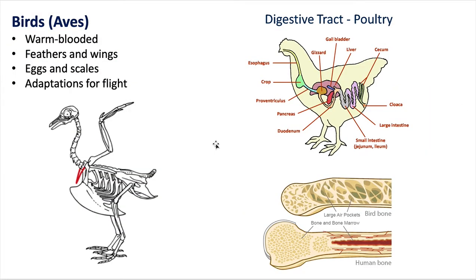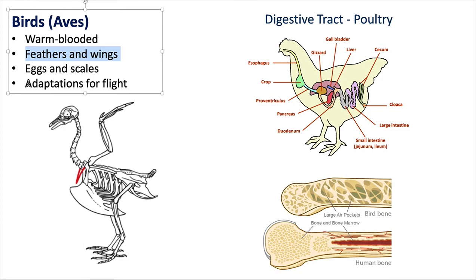Now the last two slides. One is on birds. Birds are warm-blooded, and a few things I want you to remember about birds is that they're defined very simply by this: feathers and wings. They make eggs like chicken eggs that are similar to lizard eggs, and they have scales. You might know if you have ever owned a chicken that they have scales on their legs.